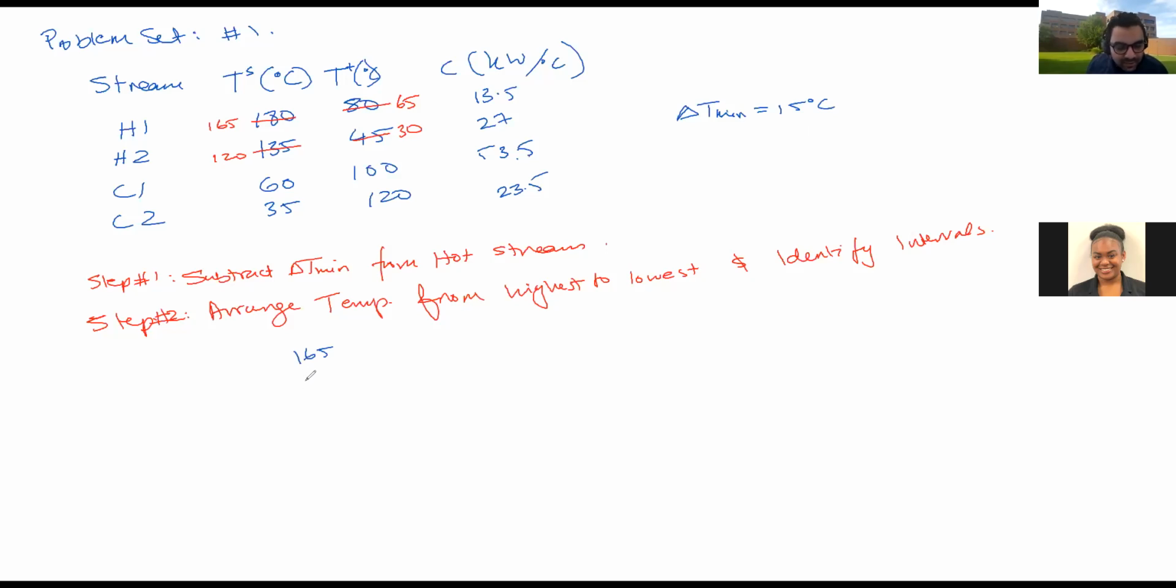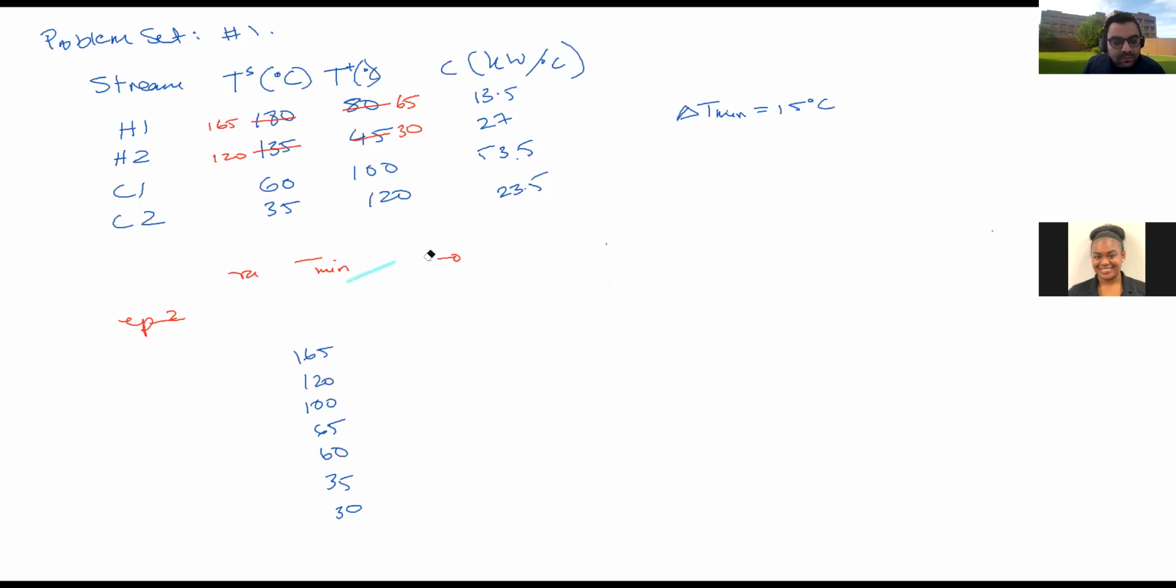So 165, and then the next highest temperature was 120. Then we have 100, 65, 60, 35, 30. And this is also a step where a lot of calculation errors are made. Just arranging temperatures from highest to lowest, it's very easy to just miss a temperature, right? So you just try to be careful. And once we get to this point, let me erase some of this stuff, just give myself some space.